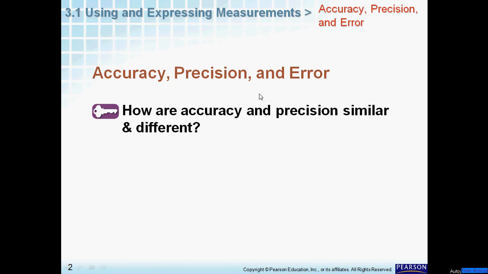Today we're talking about accuracy, precision, and error. Our first essential question today is how are accuracy and precision similar and different? This essential question should be at the top of your notes.